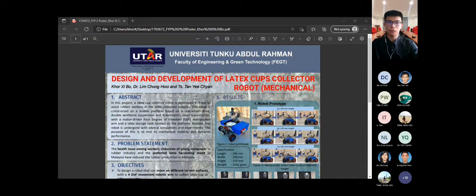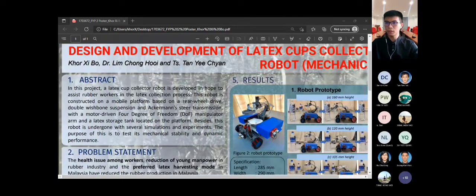Today, I'm going to present my FYP poster entitled Design and Development of Latex Card Collector Robot's Mechanical Parts. So, without further ado, let me start my presentation.